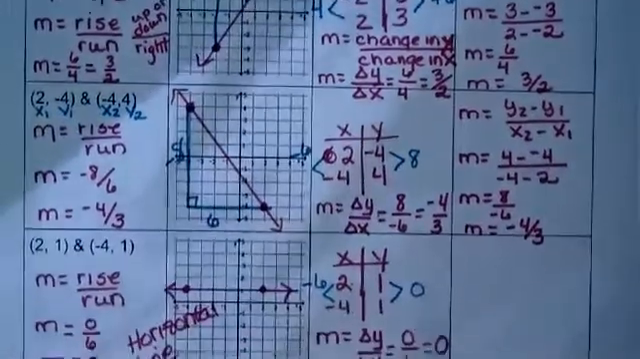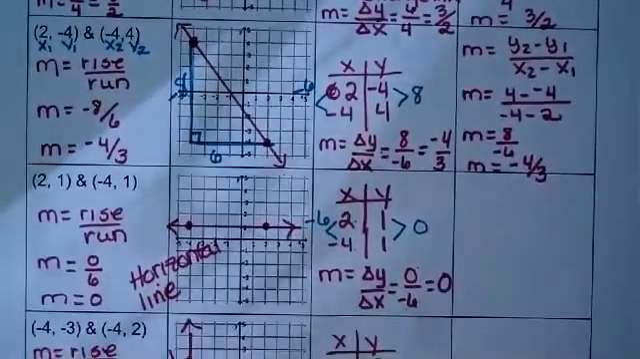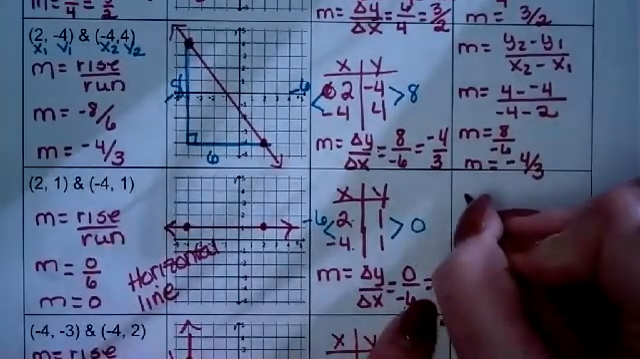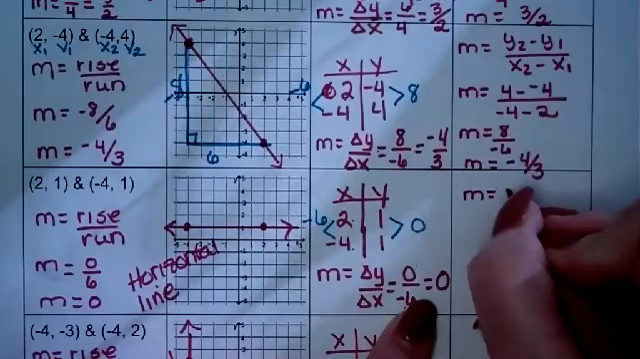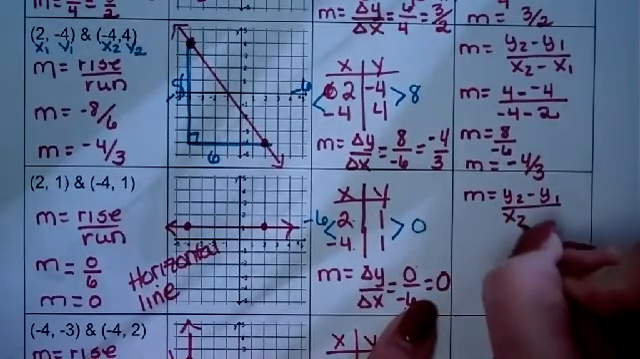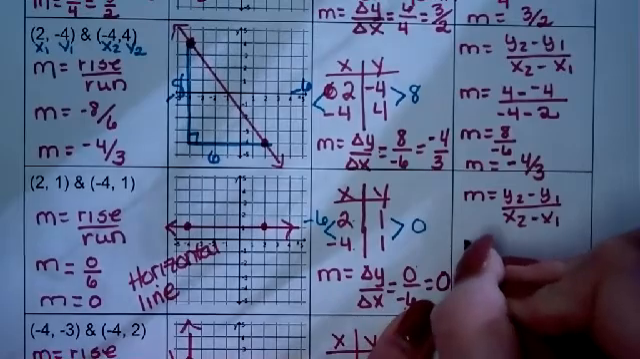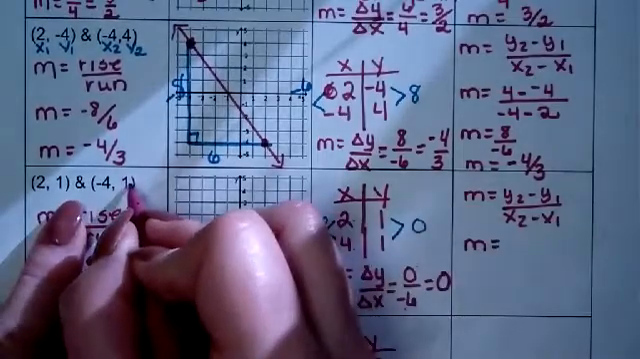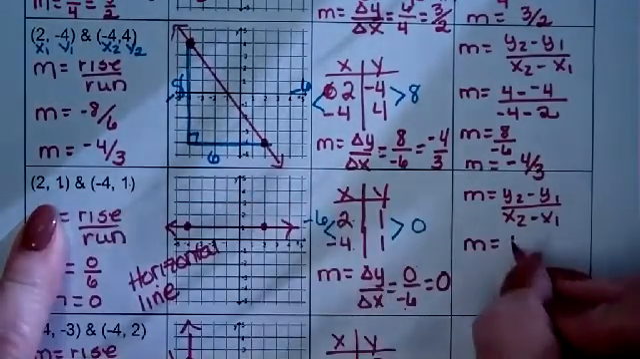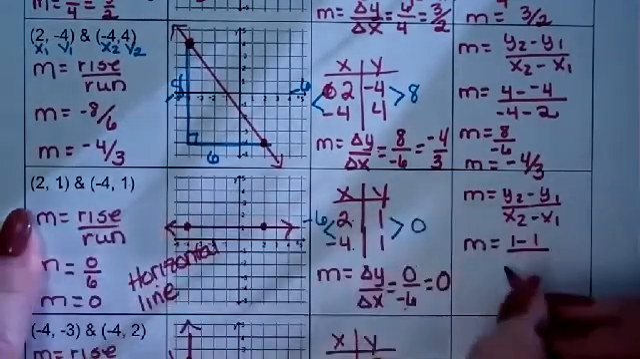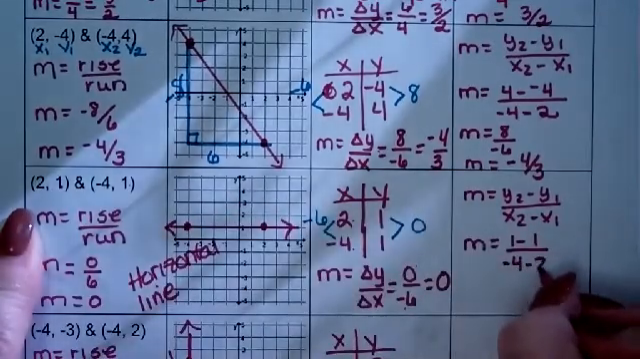Okay. Now look at number 3 right here. This is our zero slope. Let's see how this is going to work. So M equals y sub 2 minus y sub 1 over x sub 2 minus x sub 1. Okay, now let's go ahead and put our numbers in the right spot over here. So I've got 1 minus 1 over negative 4 minus 2. Just like that.